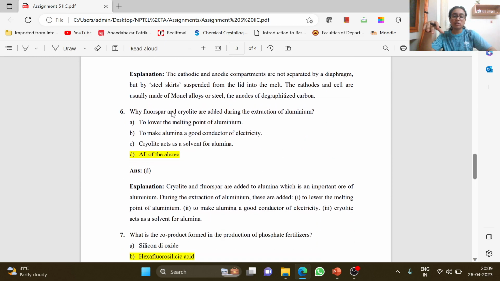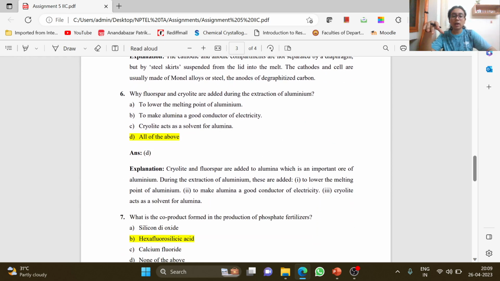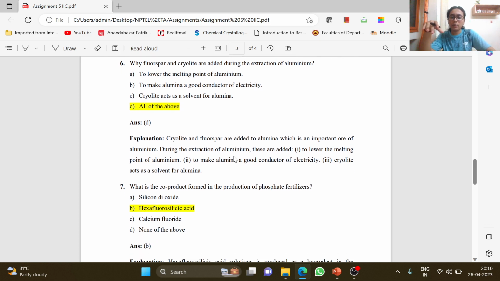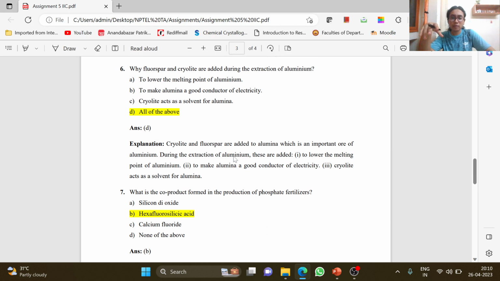And moving to the next question, why fluorspar and cryolite are added during the extraction of aluminium? So these are the options: to lower the melting point of aluminium, to make alumina a good conductor of electricity, cryolite acts as a solvent for alumina. The correct answer is all of the above, because cryolite and fluorspar, these two minerals are added to alumina to do all of the above.